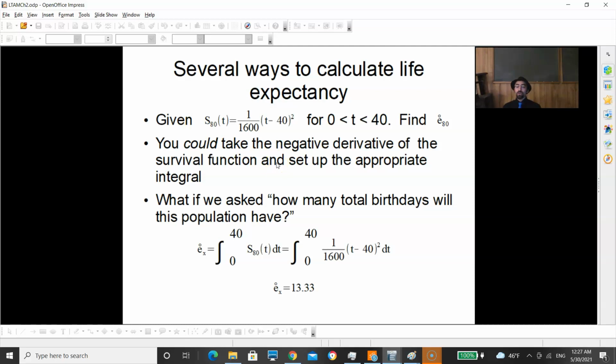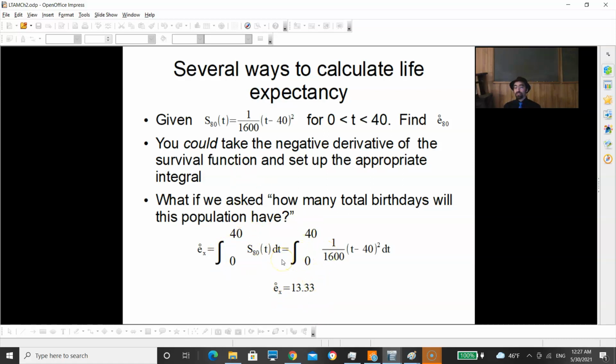What if instead I ask, how many total birthdays will the population have? Well, the number of 81st birthdays you'll have will be S sub 81. Number of 82nd birthdays you'll have will be S sub 82, etc. Then, instead of summing year by year, I could say every month, every day, every second. Right? My sum turns into an integral. I just get the integral from 0 to 40 of S sub 80 of t dt. And I can get the complete expectation of life that way, by just integrating the survival function.